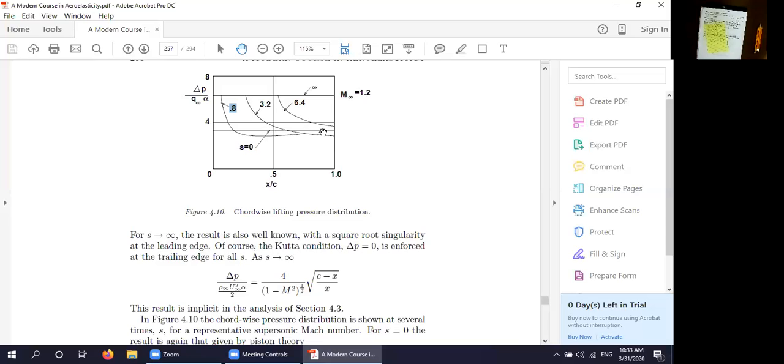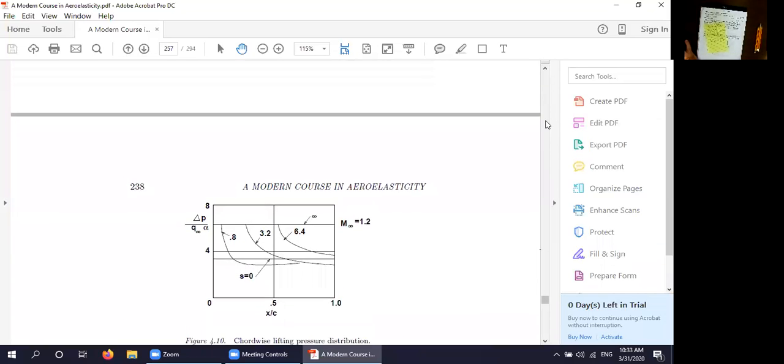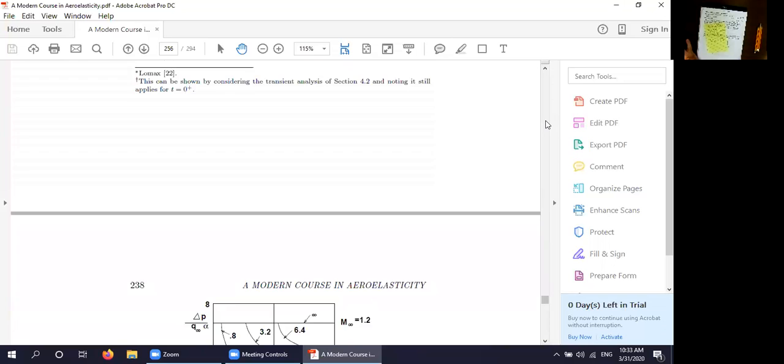To the best of my knowledge, no one has ever measured this. One reason that aerodynamic theory has played such a prominent role in aeroelasticity is because, as difficult as the theory is, the measurements are generally even more challenging. So there are not as many unsteady aerodynamic measurements as one might like to have. Let me go back up now and show you a comparable set of results.